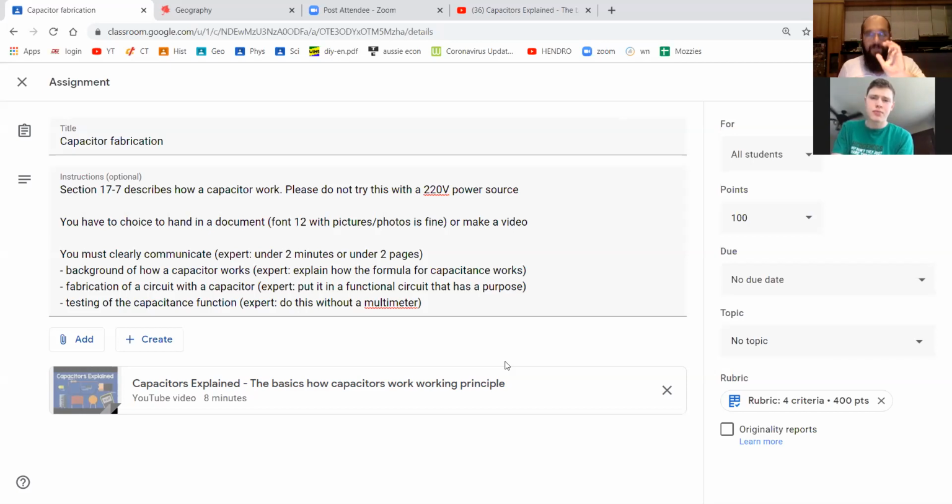Now, just to be clear, do not try to jumpstart a fusion reaction with this experiment that you're doing. Okay. So, what are capacitors used for in everyday life?